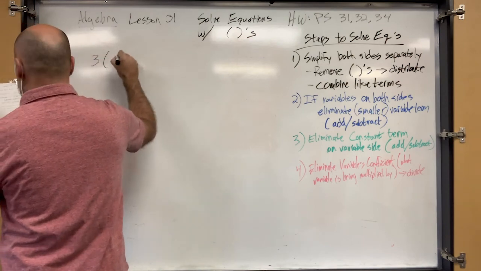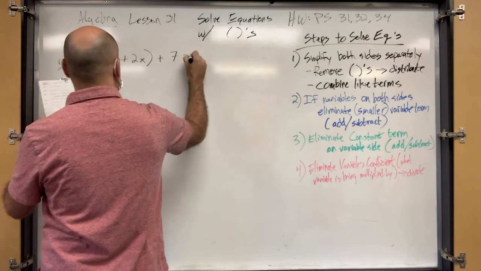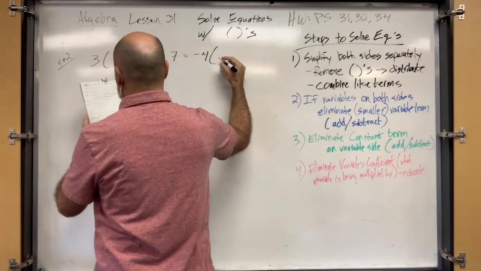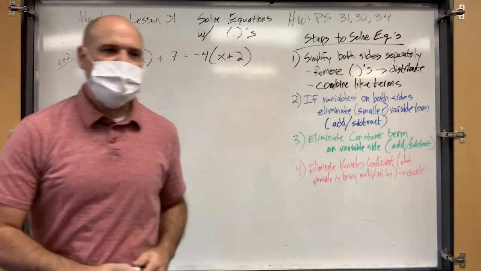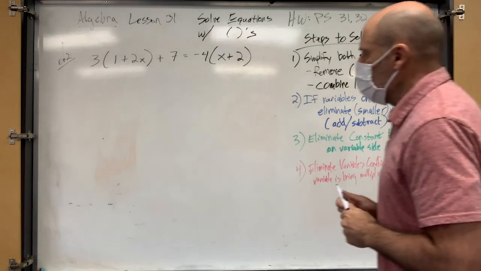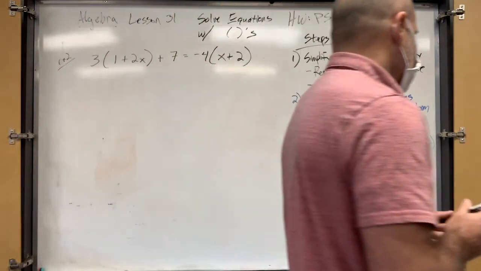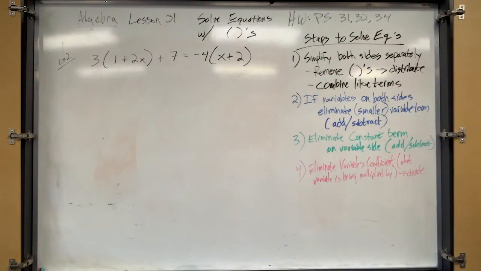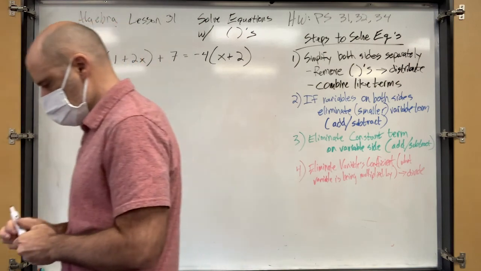3(1 + 2x) + 7 = -4(x + 2). All right, so take a couple minutes. Get as far as you can. If you can't go all the way, get as far as you can. Go slow though, take your time. Then if you get stuck, that's where someone next to you can help you out.